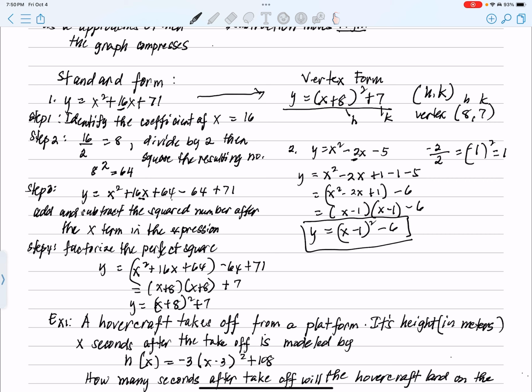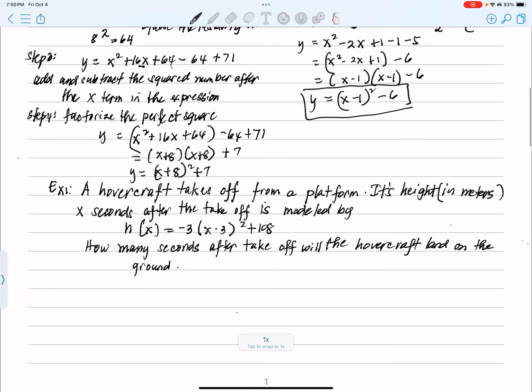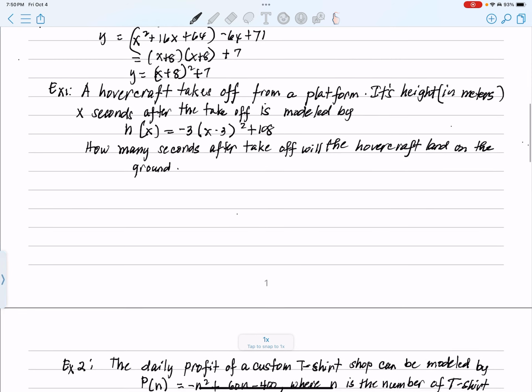In a problem, I mean. Okay, so let's do a problem right here. A hovercraft takes off a platform. Its height in meters, x seconds after the takeoff, is modeled by h of x equals negative 3 times (x minus 3) squared plus 108. How many seconds after takeoff will the hovercraft land on the ground?